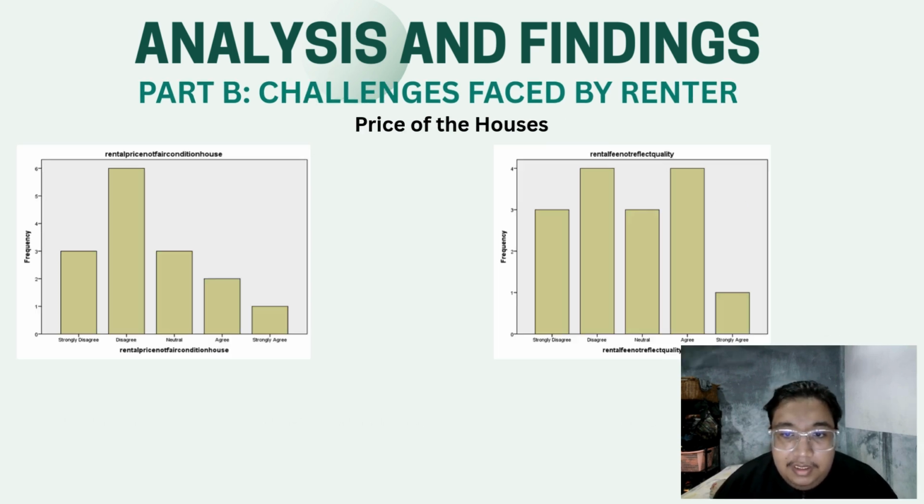The next point is the price of the houses. The sub question is the rental price not being fair for the condition of the house. The respondents are as follows: one strongly agree, two agree, three neutral, six disagree, and three strongly disagree. This is based on the total of 15 respondents.